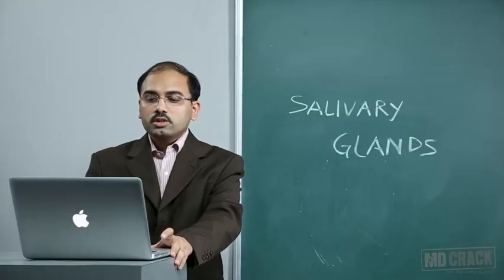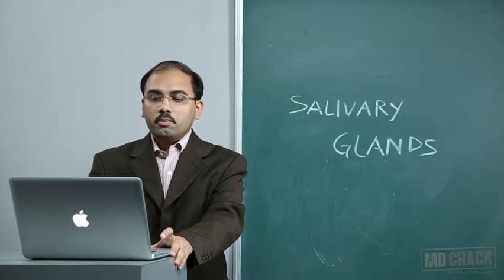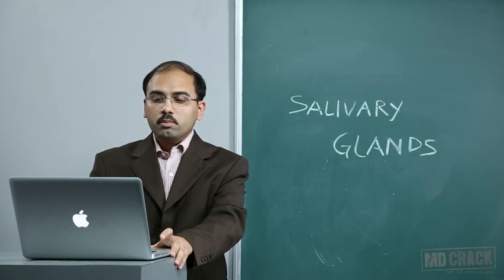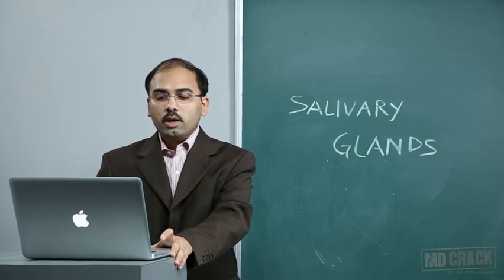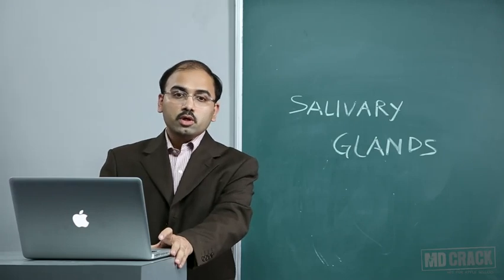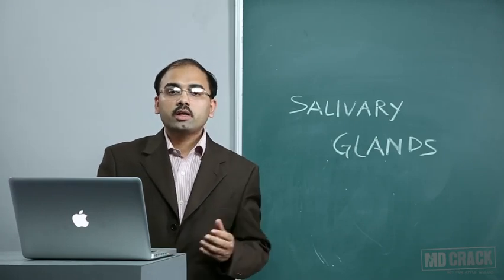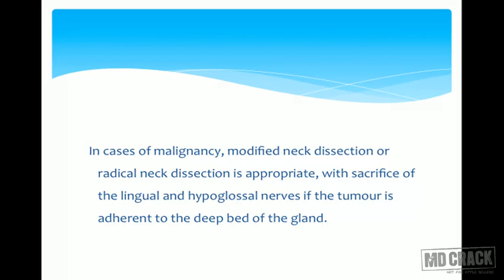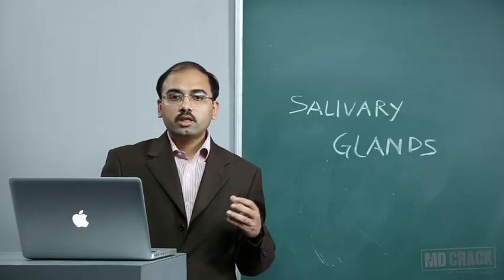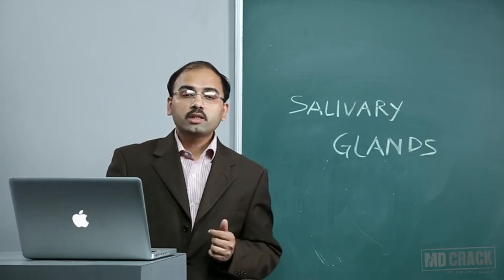Benign tumors that are large and project beyond the submandibular gland are best served by suprahyoid neck dissection, preserving the marginal mandibular branch of the facial nerve, the lingual nerve and the hypoglossal nerve. When you have larger tumors, they will require neck dissection. In cases of malignancy, modified neck dissection or radical dissection is appropriate, with sacrifice of the lingual and hypoglossal nerves if the tumor is adherent to the deep bed of the gland. Whenever these nerves are involved, they can be sacrificed if the tumor is malignant.